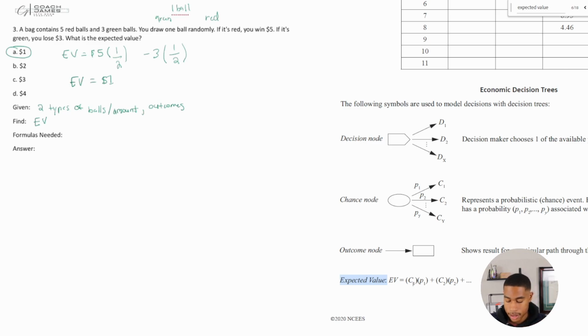Hopefully this made sense. This concludes the engineering economics section. If you have any questions, feel free, shoot me a message. And in the next section, I believe it's going to be statics, but you can always check.